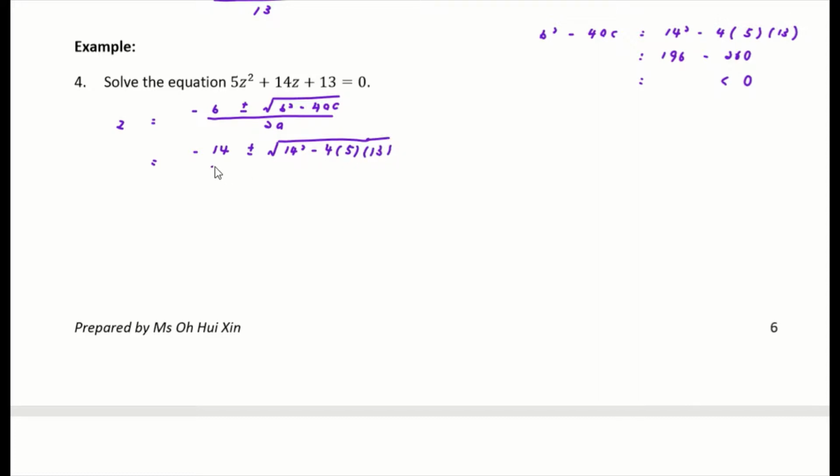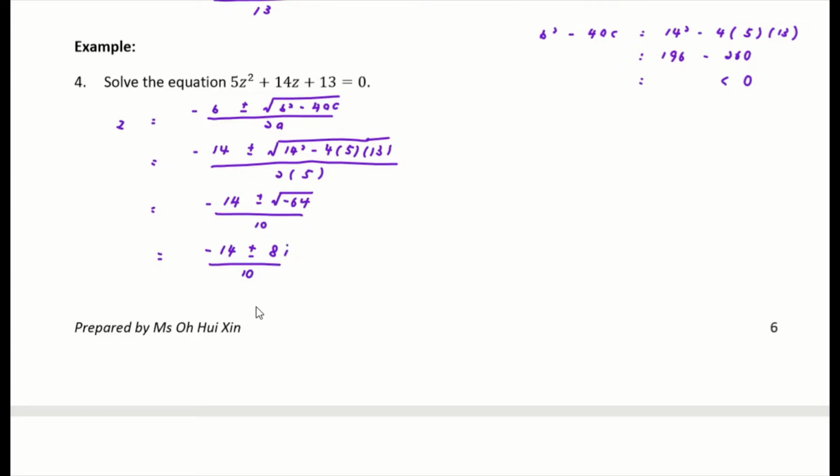All right, and then divide by 2a, which is 2, and then 5. Okay, so when we try to solve, we will be able to get negative 14 plus minus the square root of negative 64, over 10. So we know that the square root of negative 64 is going to be 64 multiplied by negative 1, right? So that's why it will give us negative 14 plus minus 8i, okay, over 10.